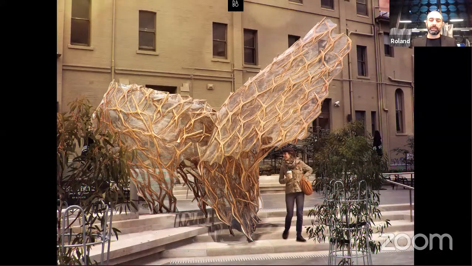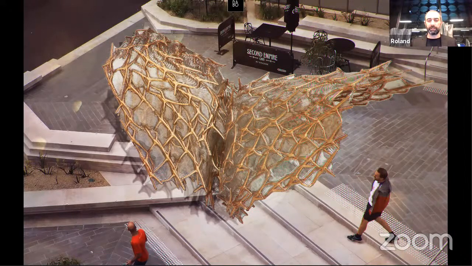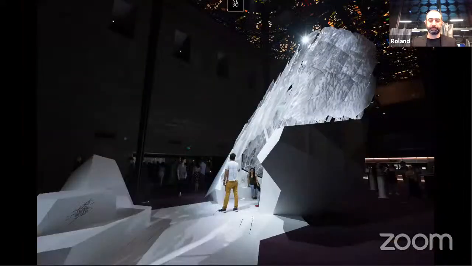You can see this is one of the prototypes with the concrete core. It's cast within the layers of plastic. Another detail of that. This is something we tested through a series of architectural and art projects. This is a shortlisting for an art installation or a public art project in Melbourne.